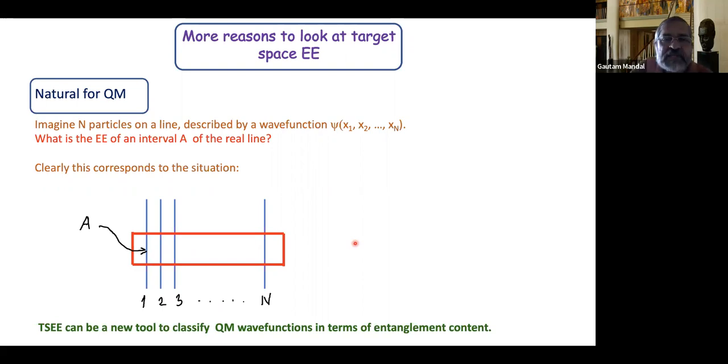And it will automatically become sector-wise. Remember that in this situation there is no base space, because quantum mechanics is like a 0 plus 1 dimensional field theory. But there is a target space. That's where the particle lives. So it makes sense to talk about the entanglement entropy of, let's say, a half line with respect to the other half, and that becomes a target space entanglement entropy by definition. Again, as I said, target space entanglement entropy can be a new tool to classify quantum mechanical wave functions in terms of entanglement content. And that is the only tool for entanglement you have anyway.